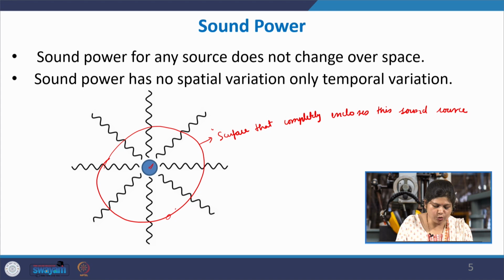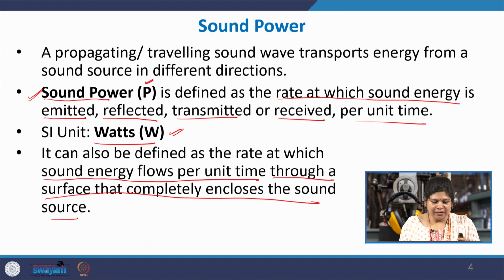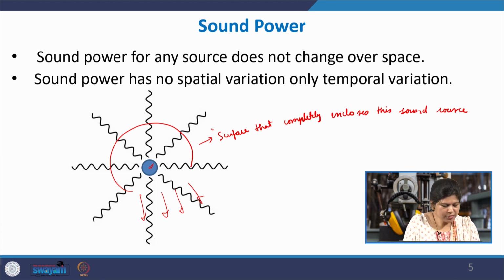Suppose this surface had holes, then some energy would go through. Or if it was not completely enclosing and was only partially enclosing, then also not all the energy from the source would be captured; some of the energy will radiate away and will not be captured entirely by that surface. So, it is important that the surface we are talking about completely encloses the source, and then the rate at which that surface will be receiving the energy per unit time will become the sound power of that source.